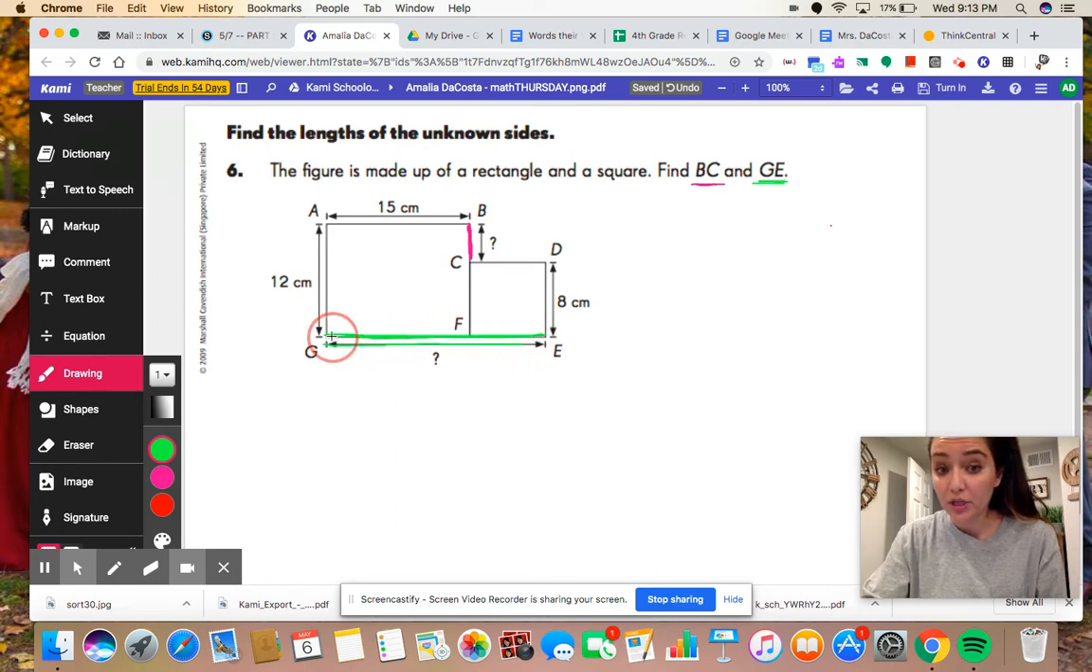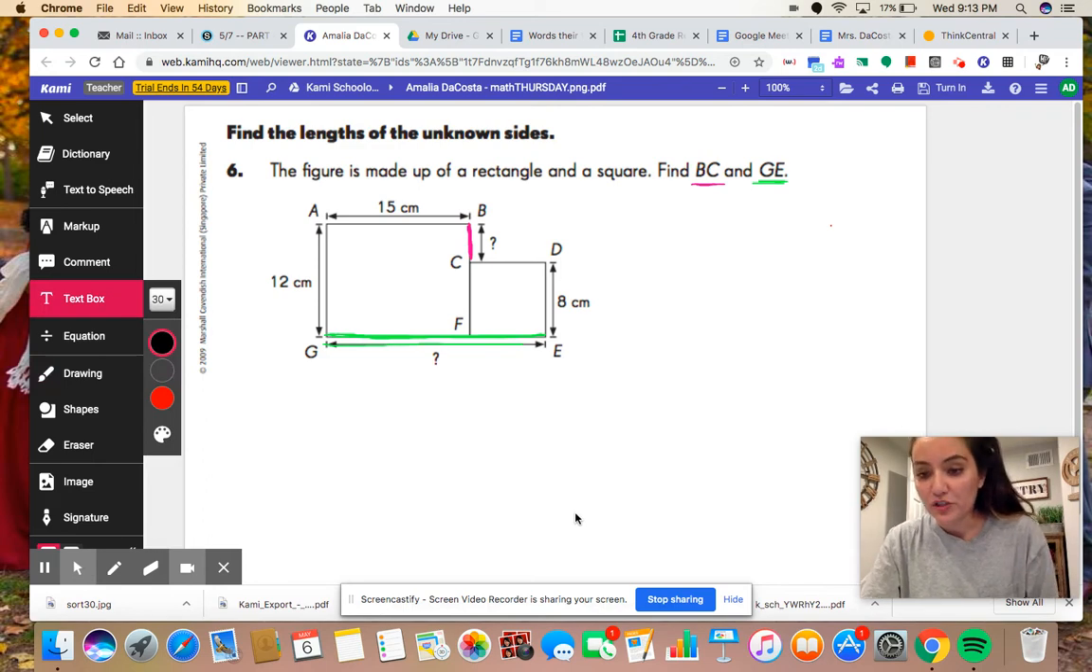We don't know them, so we need to use the numbers that we already have to help us. The first thing that you need to do when you are trying to find unknown lengths is ask yourself, what shapes am I working with? It tells us right here, we are working with a rectangle and a square. We can easily see the rectangle, watch where my mouse is, the rectangle is right here, and the square is right here.